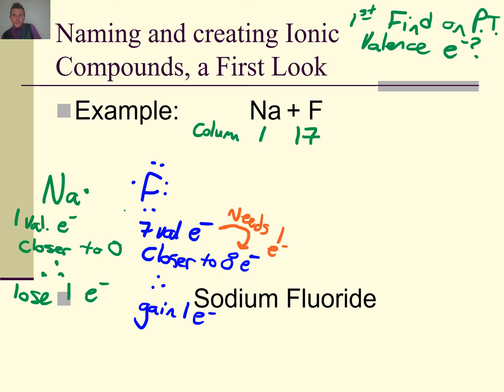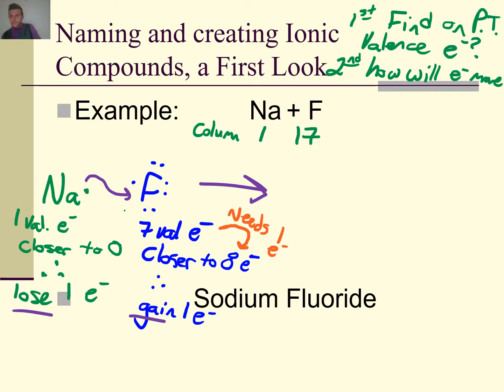So if you're following along, the second step is, how will electrons move? In this situation, our electron will move from sodium. Sodium is going to want to lose its electron, and it's going to go to fluorine. Fluorine is going to want to gain that electron. So when this reaction is done, we are going to have Na with a positive charge, and we are going to have fluorine with its newly gained electron.